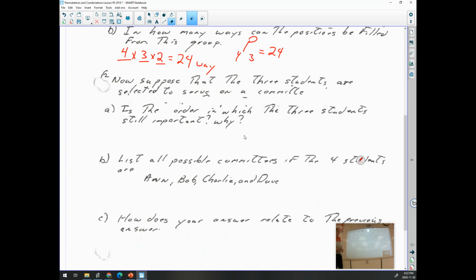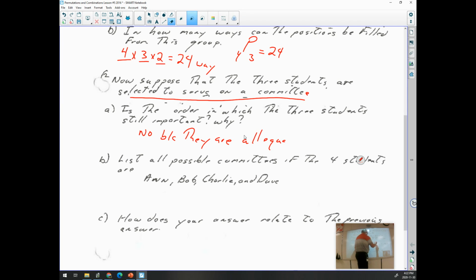Now, let's change the question so that the 3 students are selected to serve on a committee. In here, there are no positions within that committee. So does it matter if I choose Rory first or Sean first if they're all going to do the same job? No, it doesn't matter at all. So order does not matter because they're all equal. If it's a committee, they're all doing the same job or they're all prepared to do the same thing.